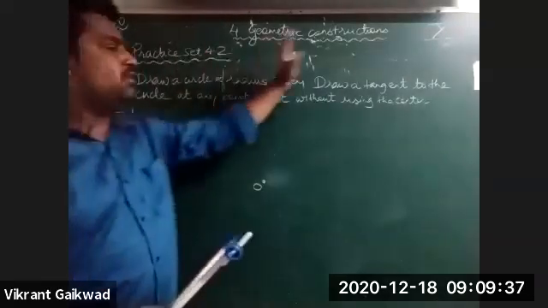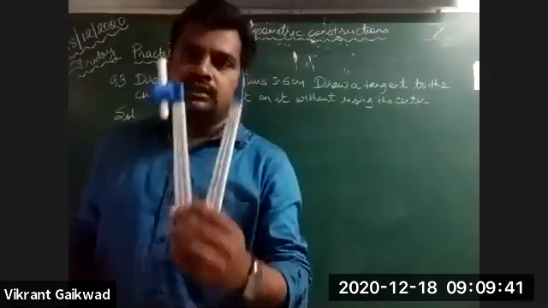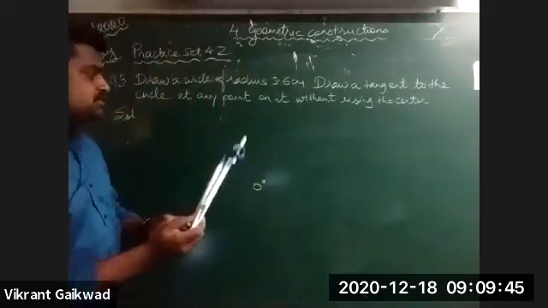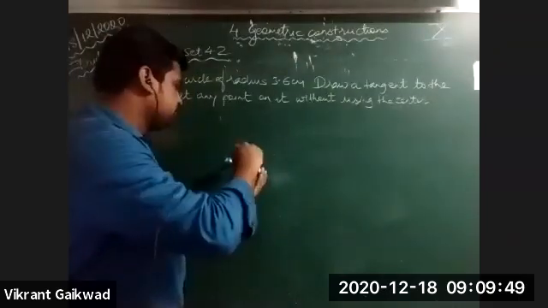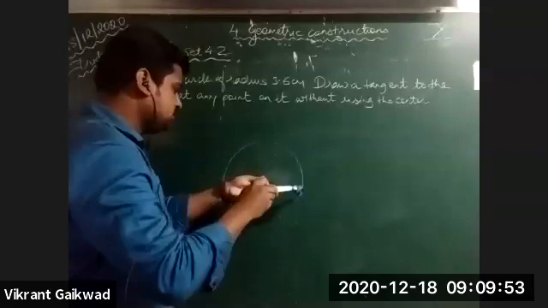So now what we are going to do is, you have to draw a circle of radius 3.6. So what you will do is, you will take a distance of 3.6 on your rounder. Take distance of 3.6 on your rounder, keep the tip at O and just draw the circle.